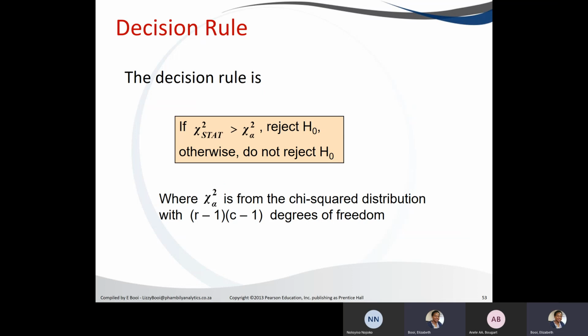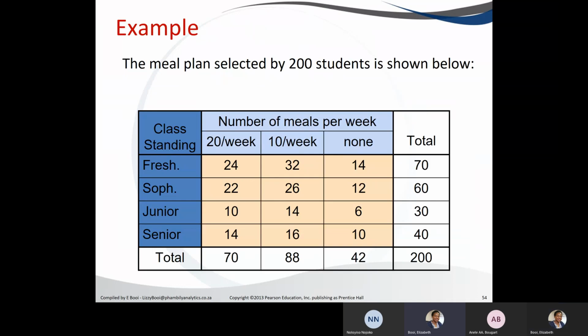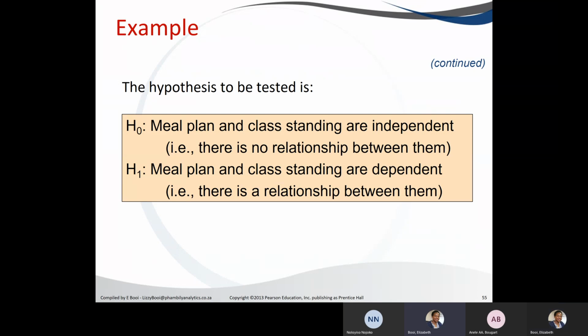So let's look at an example on how we apply all this. If I have the planned meal by 200 students and it's shown here, of these 200 students, and I need to test this hypothesis that the class standing and the meals per week are related. The first thing I do is to state the null hypothesis and the alternative. The null hypothesis will state that the meal plan and the class standing are independent.